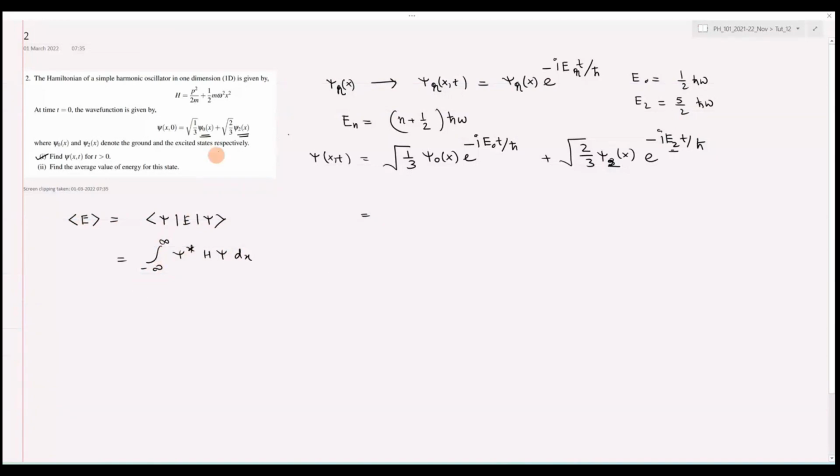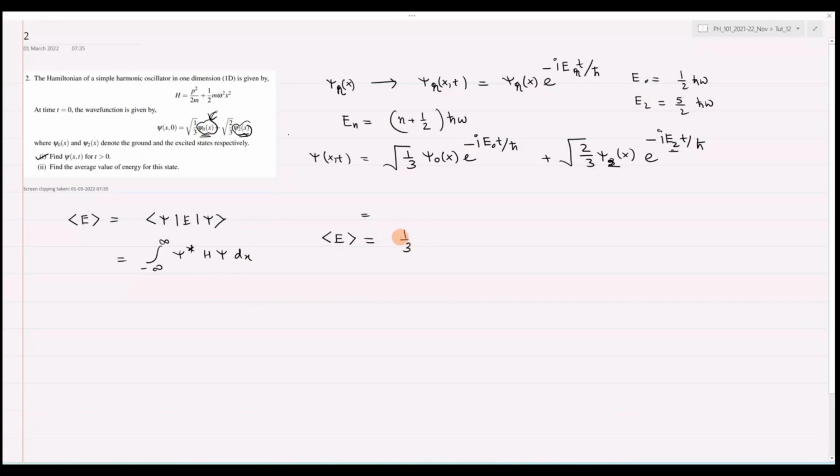And because it is a stationary state, you know the energy corresponding to this state. You can also find it like this. Average energy will be equal to the probability of finding the particle in this state. What is the probability of finding the particle in the psi 0 state, by the way? 1 by 3, amplitude square. So 1 by 3 amplitude square.